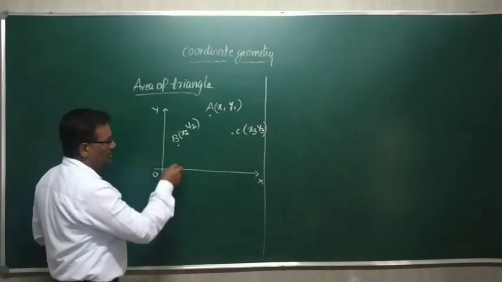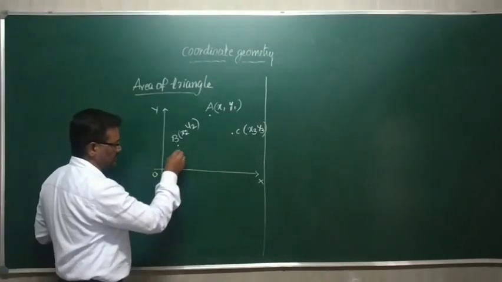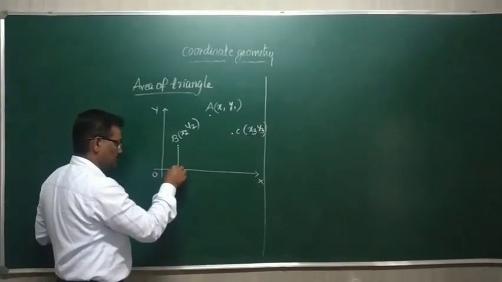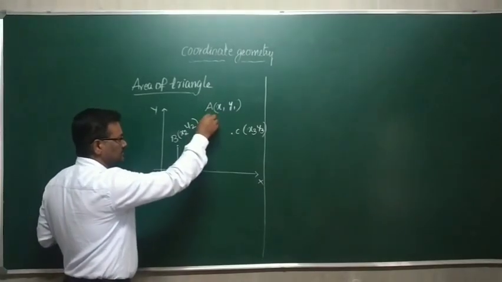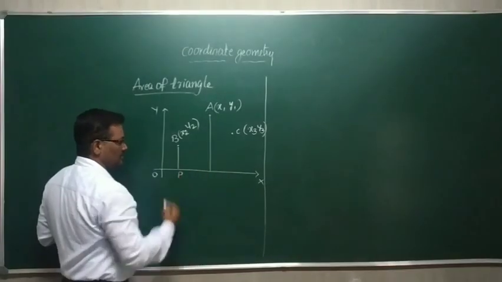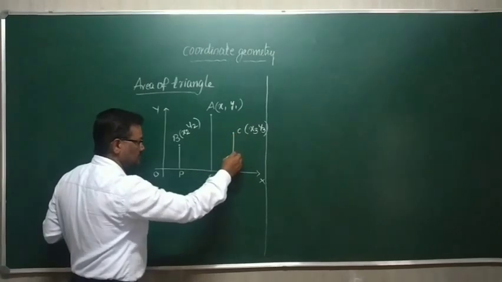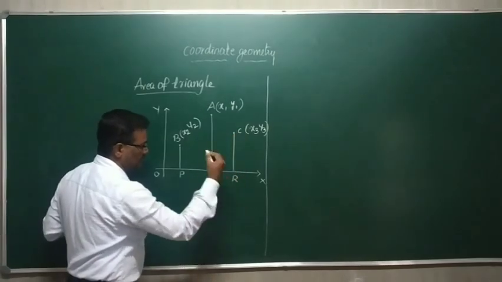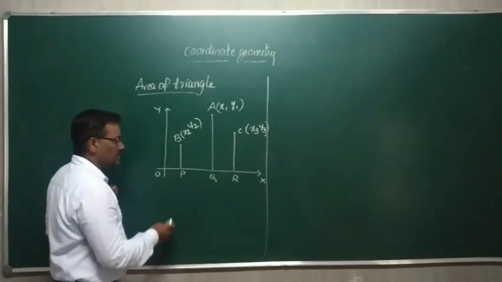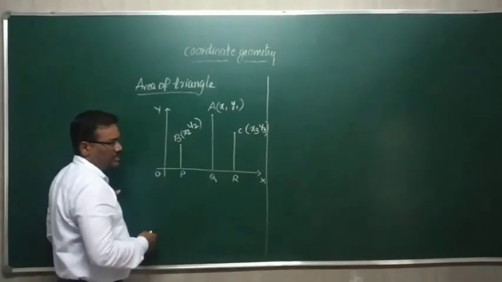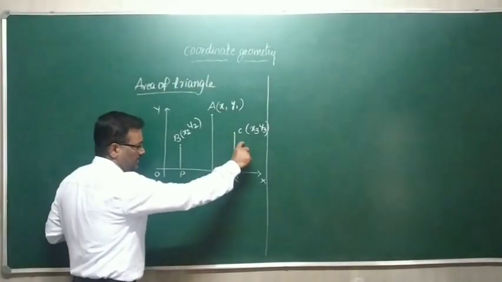Therefore, we draw perpendiculars from these 3 points to the x-axis. P, perpendicular to x-axis, A, Q, another perpendicular, C, R. This is another perpendicular. These 3 are perpendicular to the same axis, therefore these are parallel to each other. BP parallel to AQ parallel to CR.